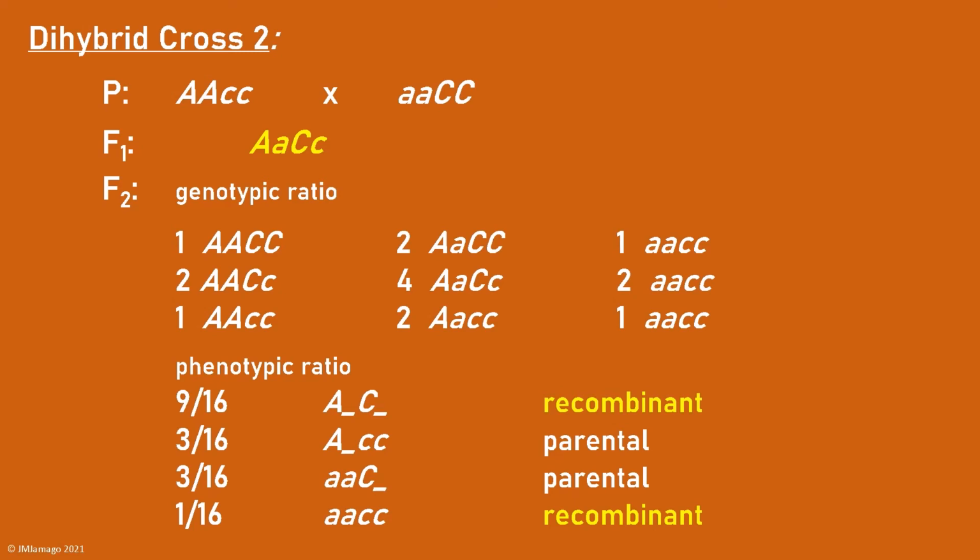So where are the parentals? The parentals would be 3/16, okay? The first 3/16 is having the dominant A phenotype and the recessive C phenotype, which is similar to the female parent. And another 3/16 showing the recessive A phenotype and the dominant C phenotype, which is similar to the male parent or the lolo, and that is a parental.